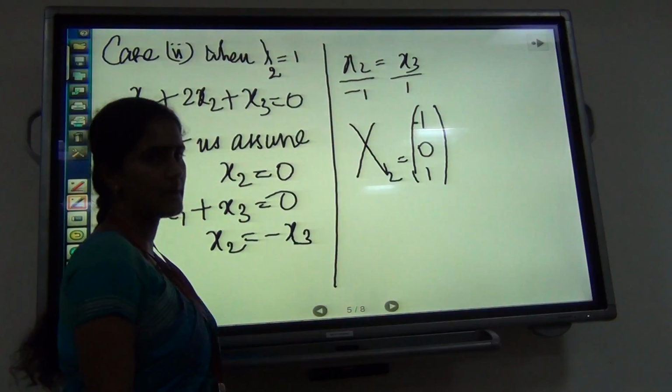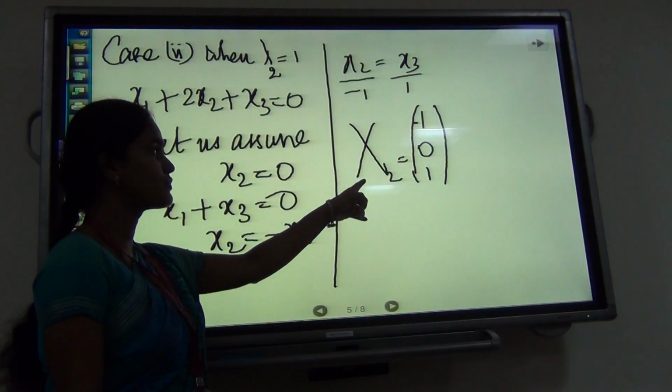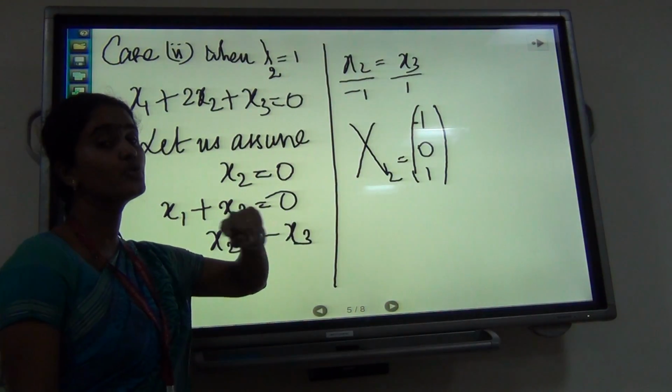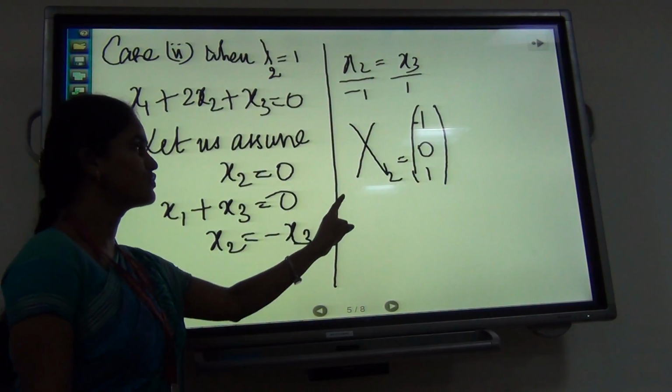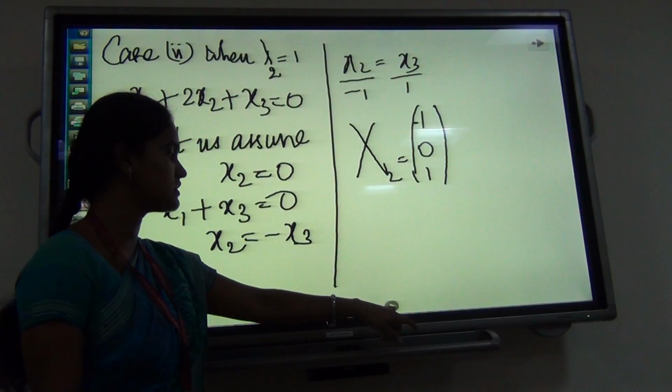So this will be your capital X2. Now you can see we have produced a unique eigenvector even though the eigenvalues are same. Even though the values are repeated, we could find a unique vector for the values. Let us do case 3.